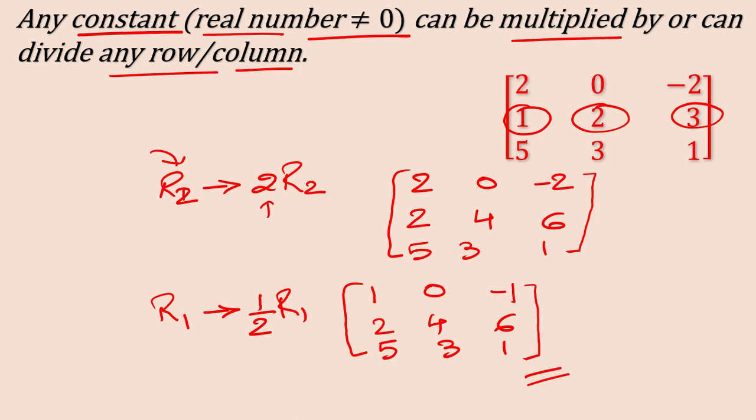Any row or column of a matrix can be multiplied by any constant. Of course, it should not be equal to 0, or it can be divided by any non-zero real number.